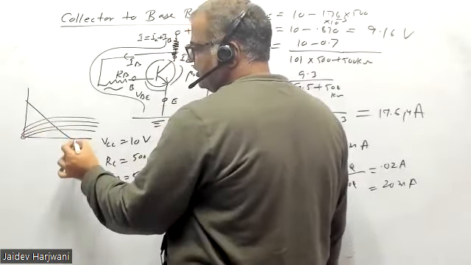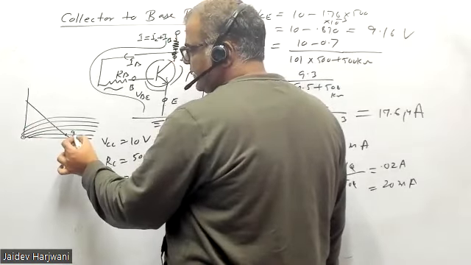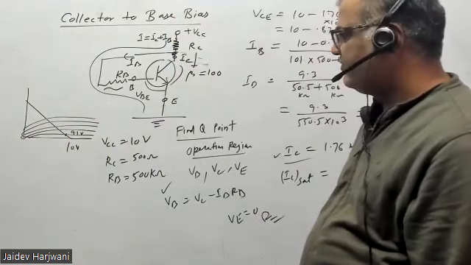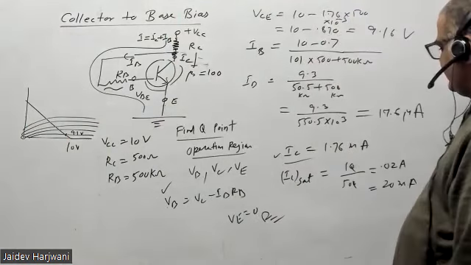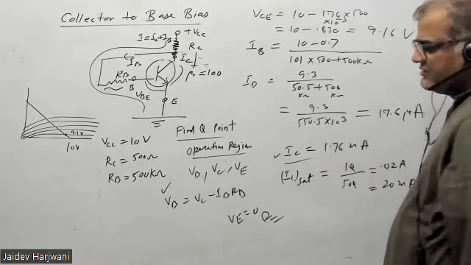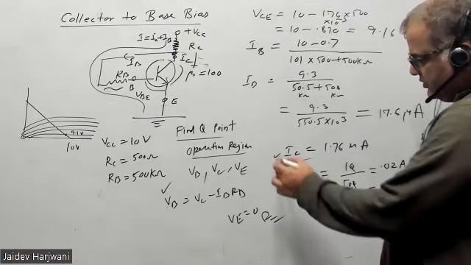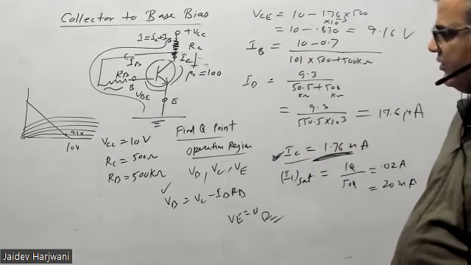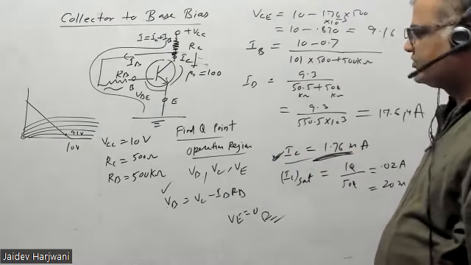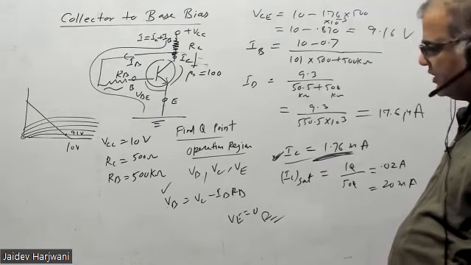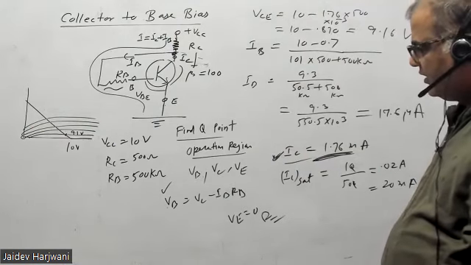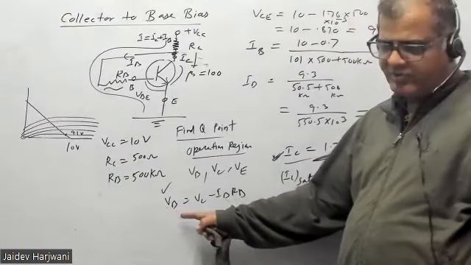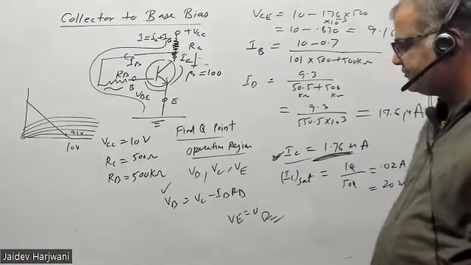This is your 10 volt and we are getting around 9.1 volt. The current IC is 1.76 milliampere. Okay, so this current is in milliampere, so it's still not going into saturation, it's not microampere. So we can still say the operation region is active, but it is very close to the cutoff region. Okay, you can calculate the VB and make sure VB is greater than 0.7. Whether it is greater than 0.7, check it.